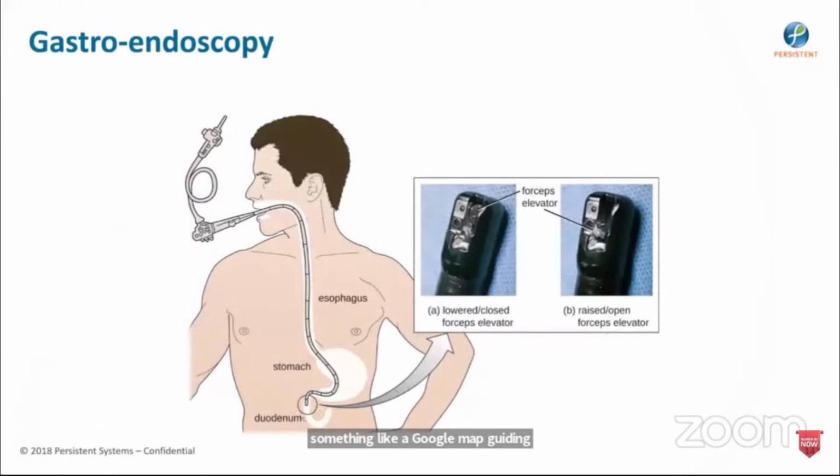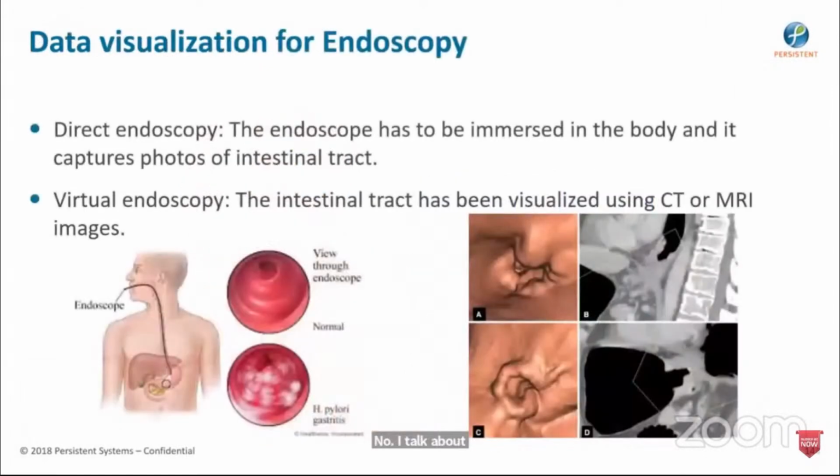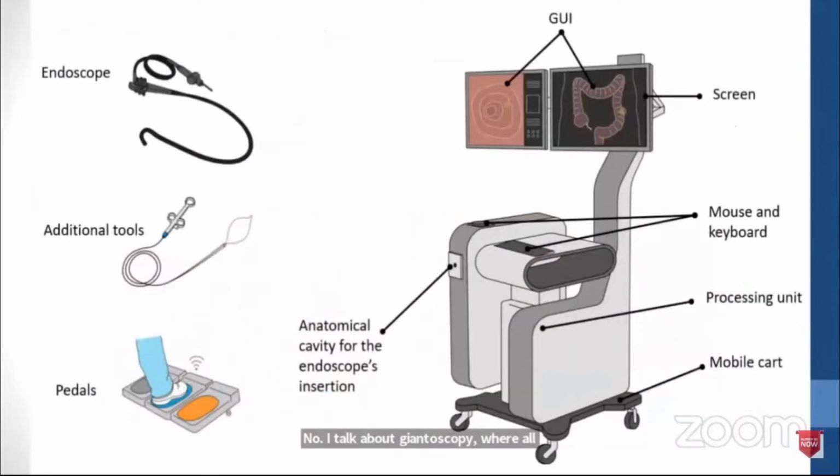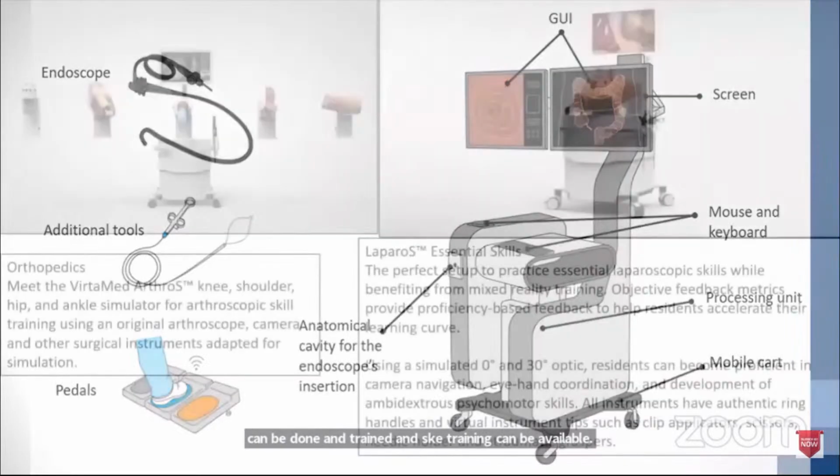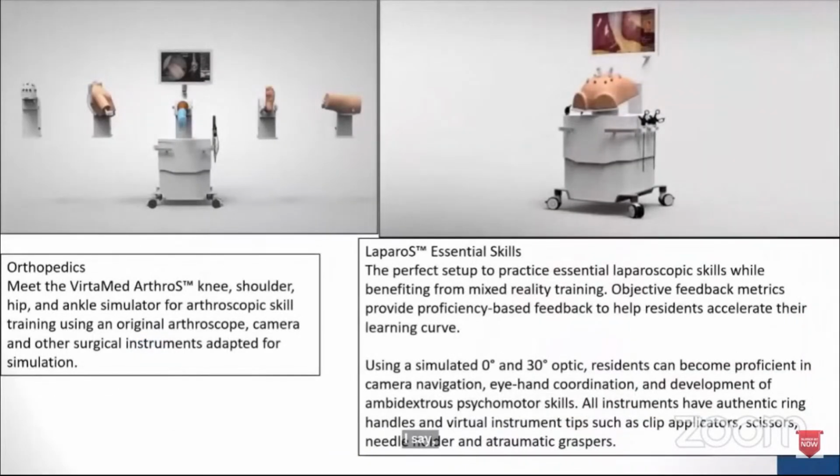Now, I talk about GI endoscopy, where all these simulators are available, where everything in the colonoscopy, endoscopy, gastroscopy can be done and trained, and the skill training can be available through, say, AI systems. Not only that, we have arthroscopy, where the knee, shoulder, hip, all arthroscopes can be trained with an AI.